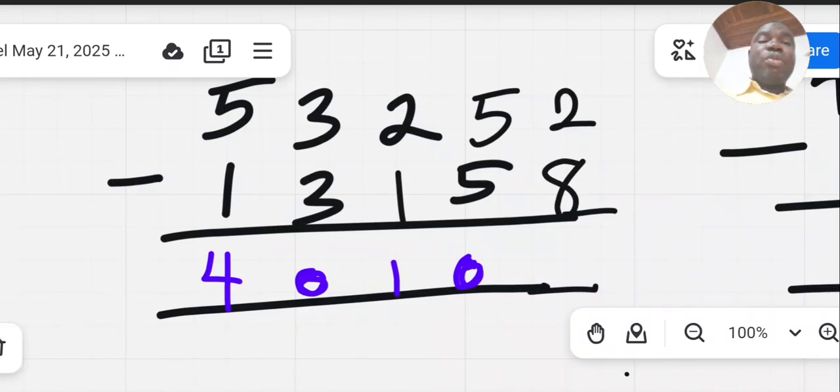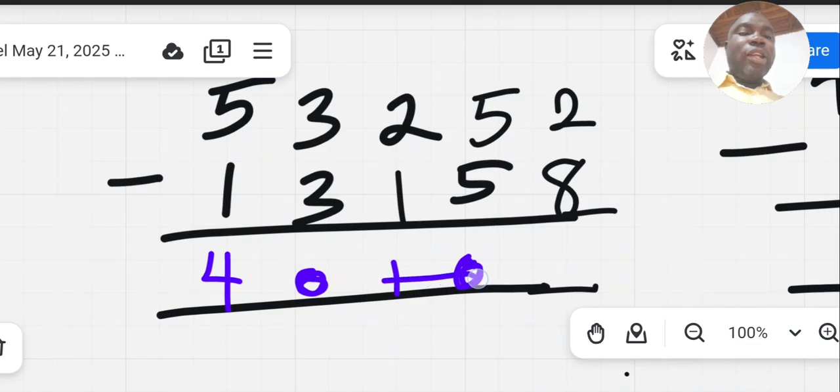Now we have to borrow. Where do we borrow from? We can decide to borrow any way we want. We can decide to borrow from 10, and we can decide to borrow from 4010. If you borrow from 4010, what you have is 4009. You write it down there. But you can also decide to borrow from the 10 alone.